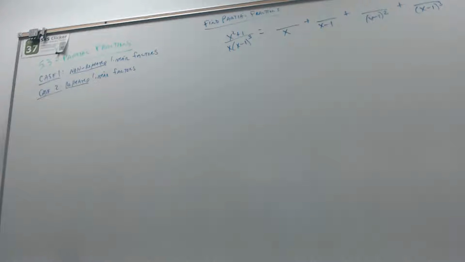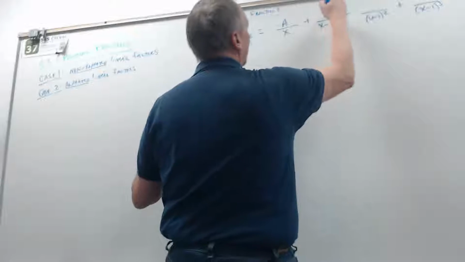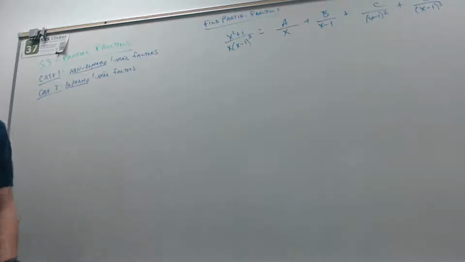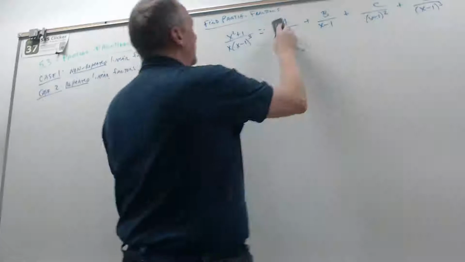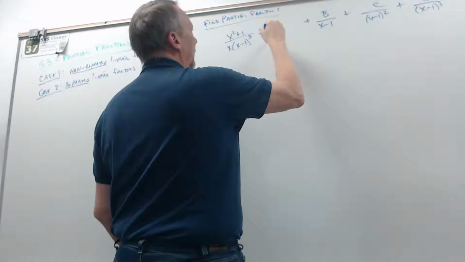Okay. Now, what do you think we're supposed to put in the numerator? A, B, C, and D. Okay? Now, the question is, maybe I should give myself a little bit more room here. I'm going to slide this over. I've got A over x, right? Okay?